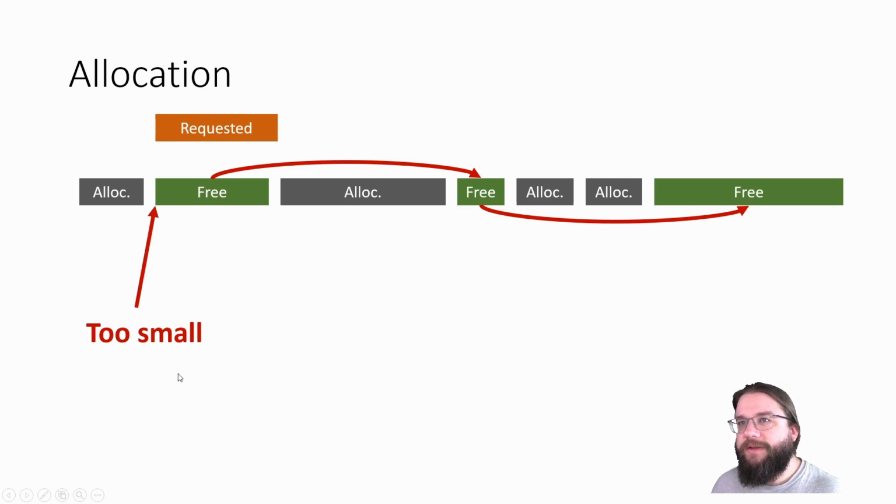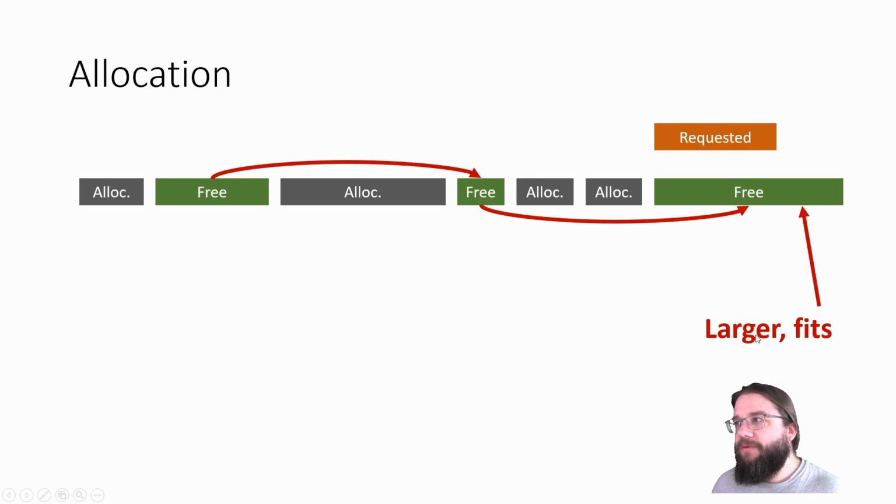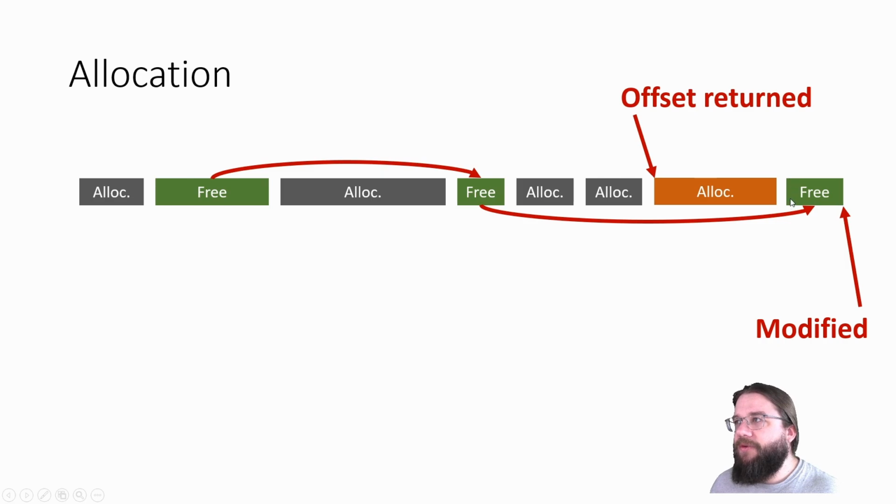So it goes on and says, all right, this is too small. This one is also too small, right? But this one right here is actually larger than I requested, so it fits. So it's going to go ahead and allocate from this free node right here. And what this does is it shifts the beginning of the free node to after the size of the allocation and puts the allocation at the beginning of that node. And at that point, the offset of the allocation is returned. That's the offset from the beginning of the memory block, right? And then this free block is modified. And in this case, we don't actually have to modify any pointers, right?